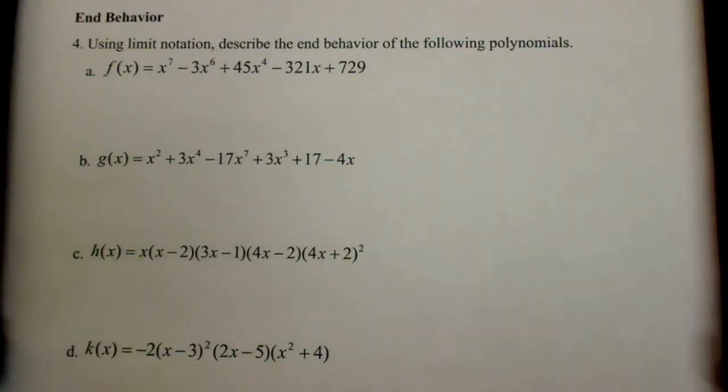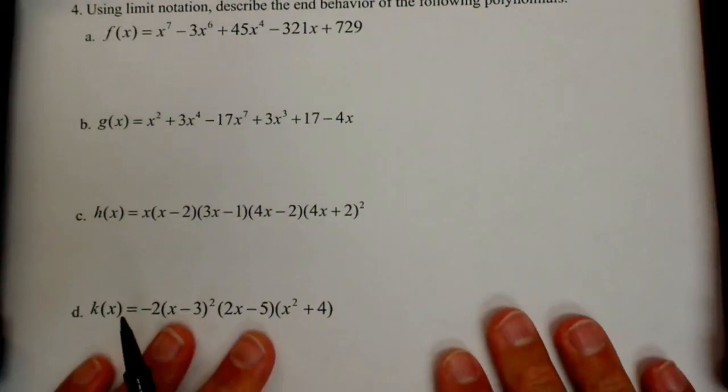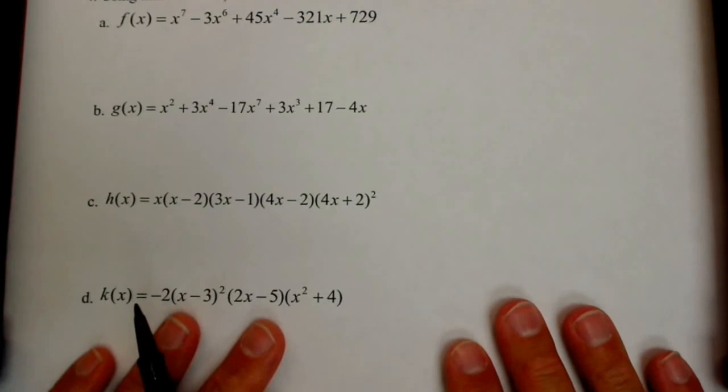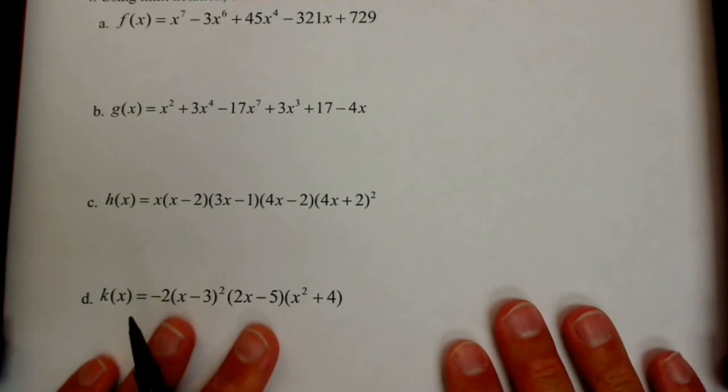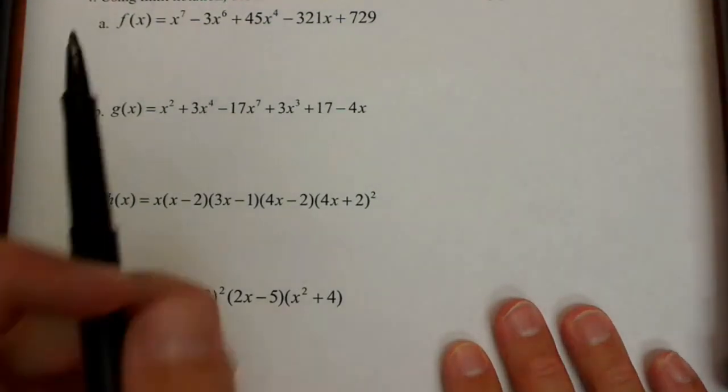In this video, we're going to look at end behavior of a function, in this case just polynomials, and we're going to focus more on using limit notation to describe the end behavior of the following polynomials. So, we have 4 here, and we'll talk about each one, and we're going to see how we can actually do this really quickly once we get good at it.